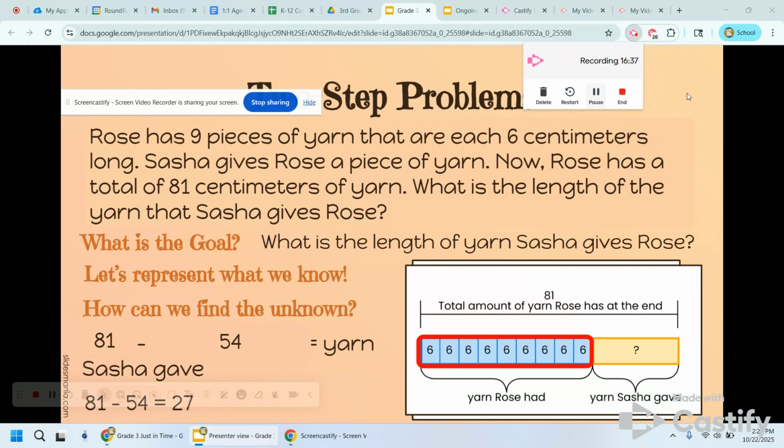That's the end of our second video. Our third video is going to highlight the new resource we have to help our students practice this thinking.